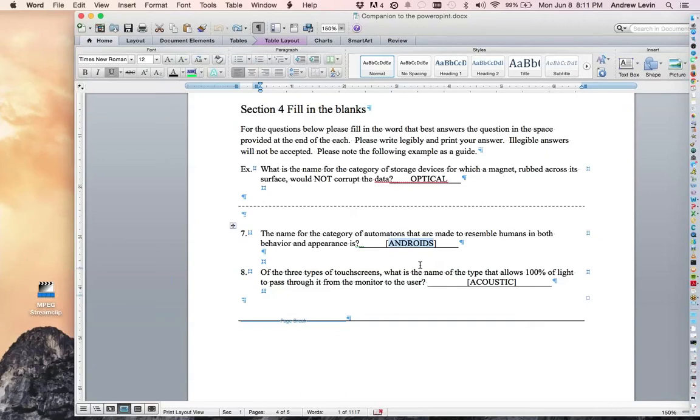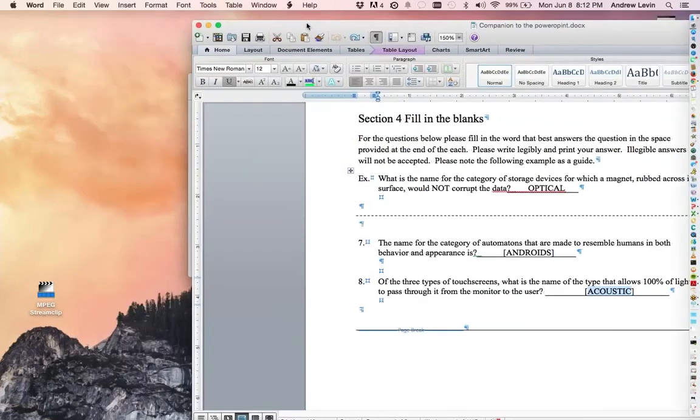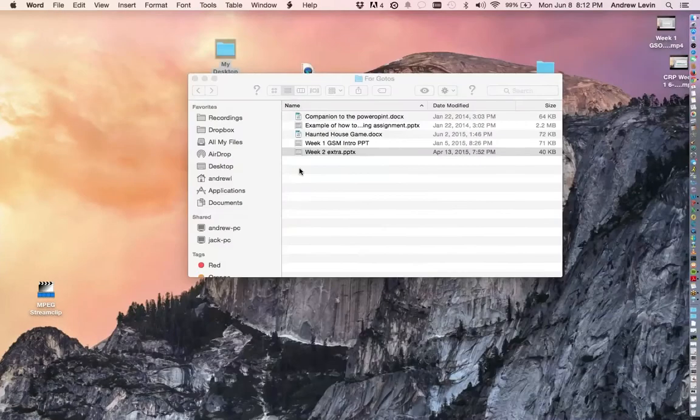And then now this one, the 3 types of touchscreens, the one that allows 100% of the light. Out of the 3, there is only one that allows that, and that's the acoustic. What were the other 2? I think resistive and capacitive. Now, I want to show you some other examples here to help get these points home.